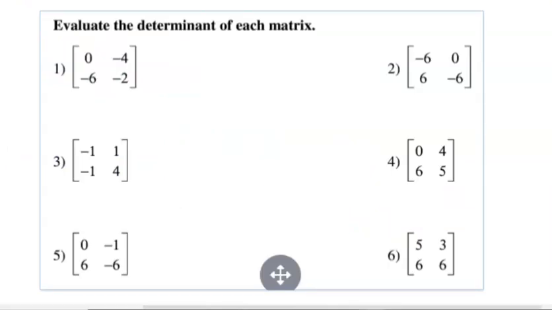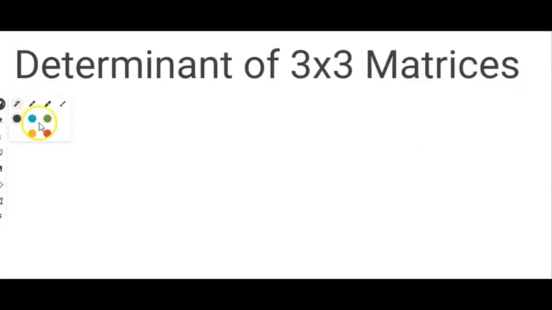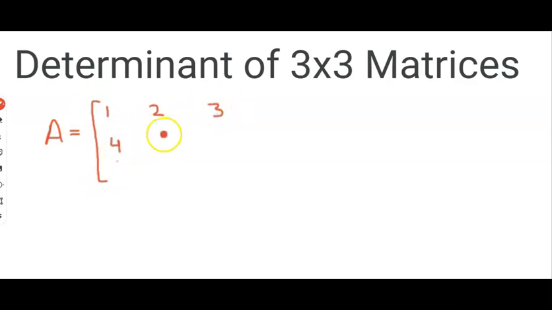Okay, now as practice, I'd like you to try finding the determinant of these matrices. Now let's say we have a 3 by 3 matrix. How do you find the determinant? Let's say this is A, a 3 by 3 matrix: 1, 2, 3, 4, 5, 6, 7, 8, 9. I chose some random numbers. The question is, find the determinant of this matrix.